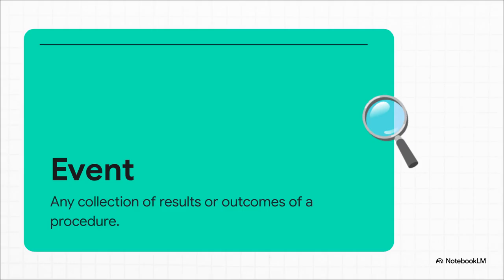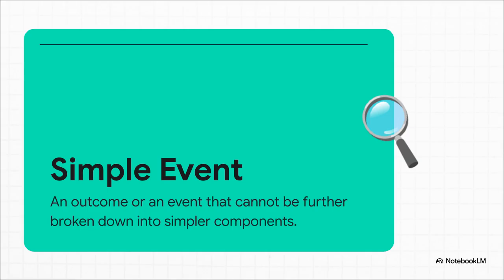So, for example, if the procedure is flipping a coin 3 times, an event could be something like getting at least 1 head. Now, let's get even more specific with a simple event. This is an outcome that you absolutely cannot break down any further. So if you roll 1 die, getting a 5 is a simple event. But what about rolling an even number? Nope, that is not a simple event because you can break it down into 3 simpler events: rolling a 2, a 4, or a 6.